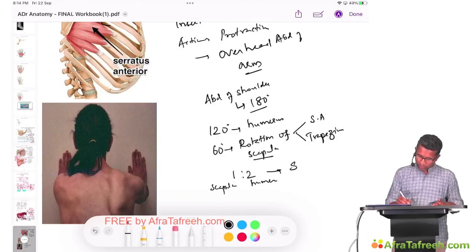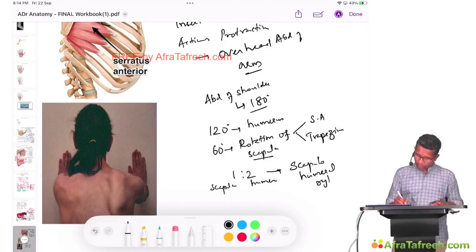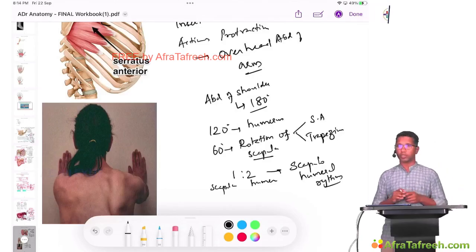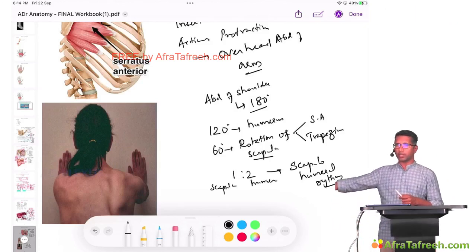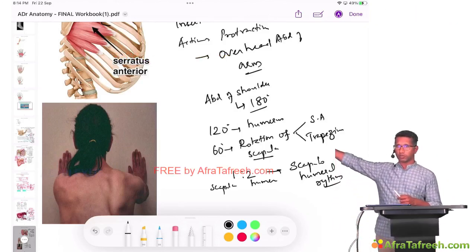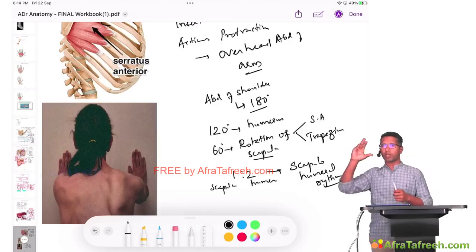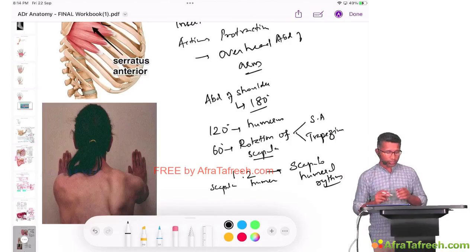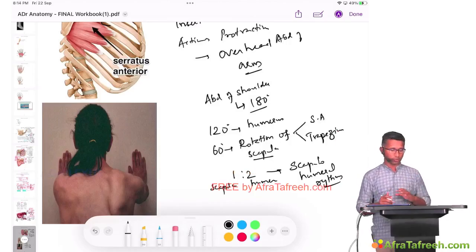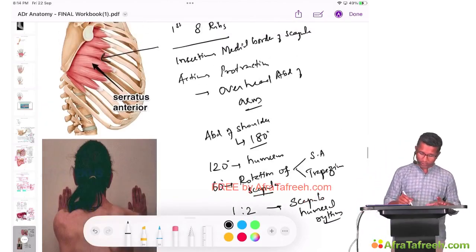This rhythm is called the scapulohumeral rhythm. So what is called a scapulohumeral rhythm? After 90 degrees, for every 2 degrees of movement of the humerus, the scapula rotates by 1 degree. So this is called the scapulohumeral rhythm. When we talk about serratus anterior, you should know what the scapulohumeral rhythm is.